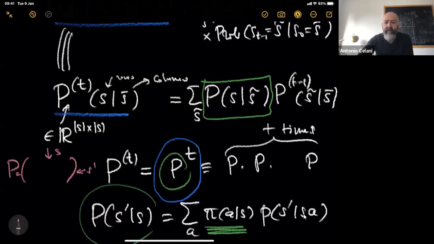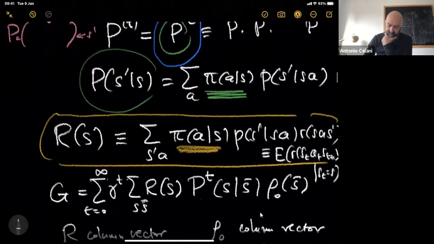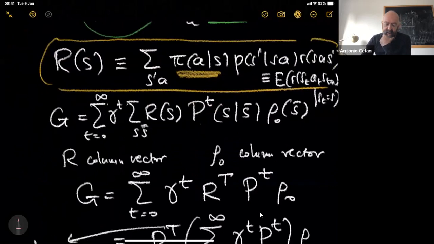So how do I go from state S to state S prime? Well, I have to pick an action with a certain probability pi, and this will send me, when I average over the new state, P S prime. And if I want to know where I will be after t steps, I have to take the product of these matrices t times.